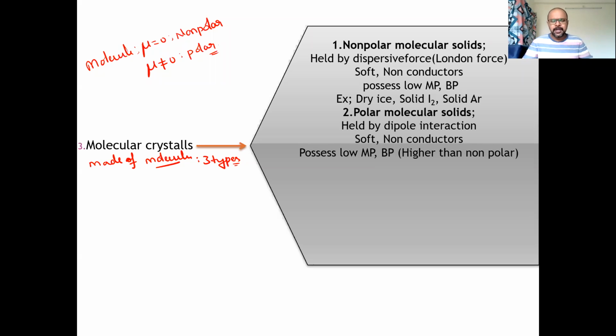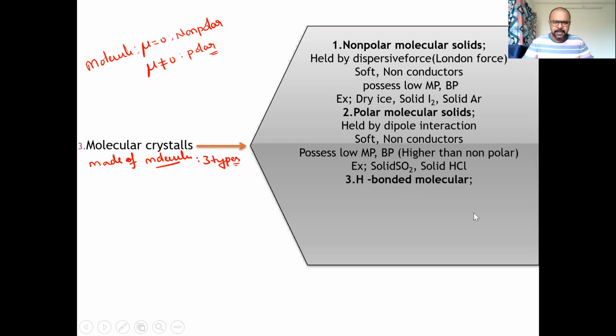But the thing is, dipole-dipole interactions are greater in magnitude when compared to the dispersive forces. As a result, compared to non-polar molecular solids, the melting and boiling points will be slightly higher due to slightly stronger interactions. Solid sulfur dioxide, solid HCl, solid HI are all examples of polar molecular solids.